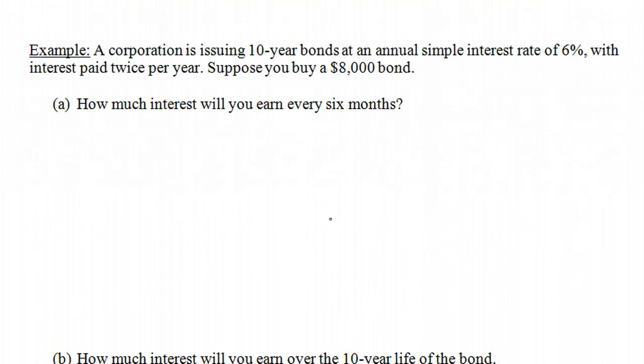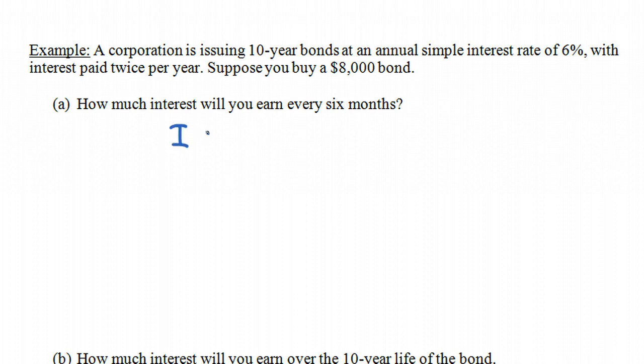Okay, let's look at an example. A corporation is issuing 10-year bonds at an annual simple interest rate of 6% with interest paid twice per year. Suppose you buy an $8,000 bond. Part A, how much interest will you earn every 6 months? Now notice interest is paid twice per year. So the question is, how much interest will you make every 6 months?